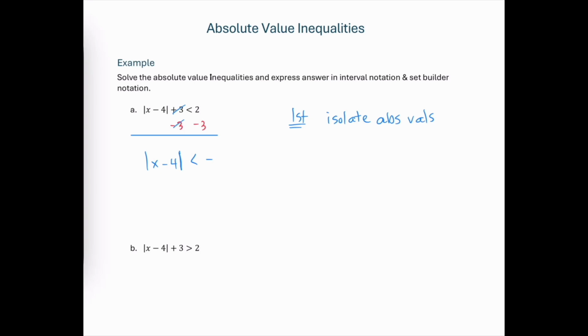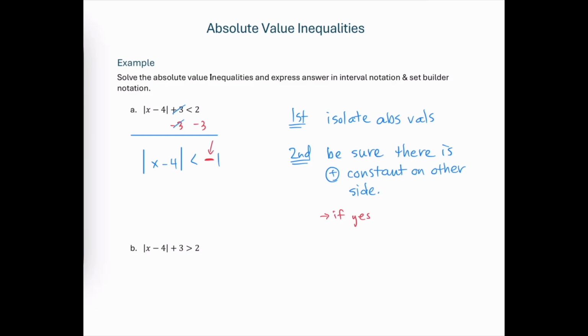less than -1. Once the absolute value bars are isolated, the next thing that we want to do is to double check to make sure that we have a positive constant on the other side of the inequality. And in this case, we do not. If we did have a positive constant, we would proceed by finding 2 inequalities that do not contain absolute values that we can solve. But if we do not have a positive constant on the other side, as is the case in this example, then most of the time we have 2 possibilities.